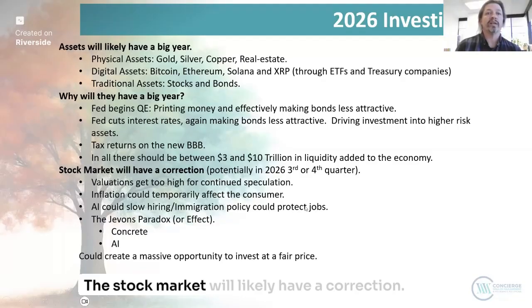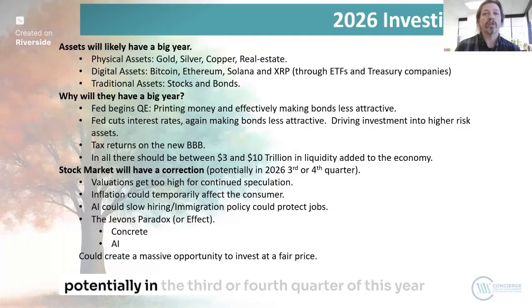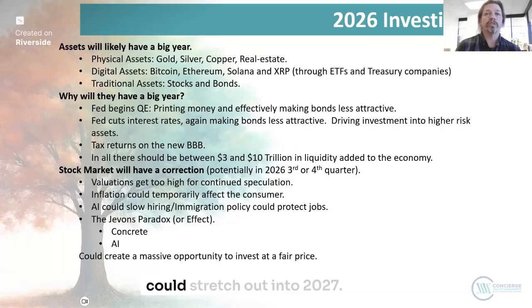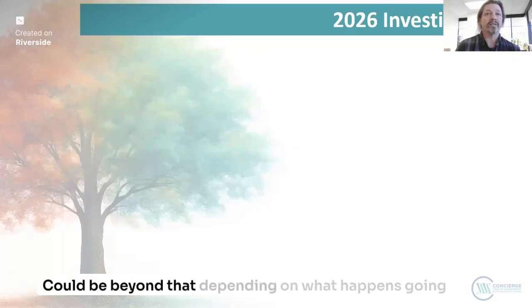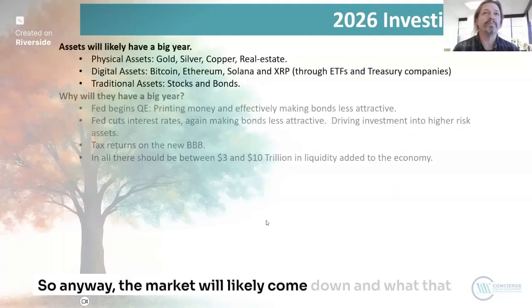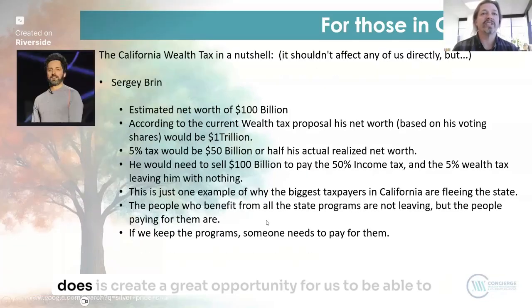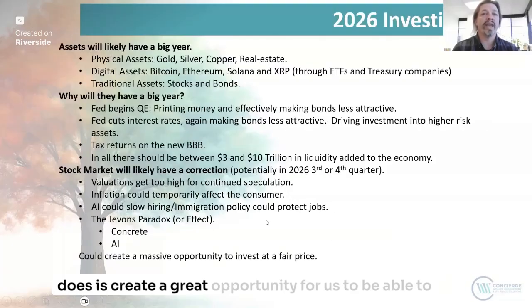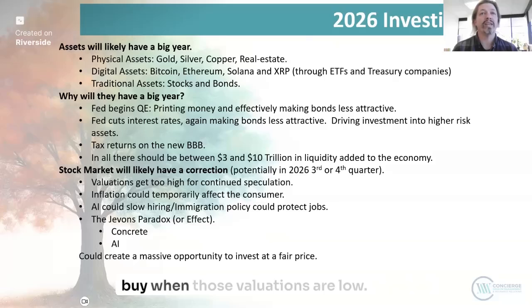The stock market will likely have a correction, potentially in the third or fourth quarter of this year. It could stretch out into 2027, could be beyond that, depending on what happens going forward. So anyway, the market will likely come down. And what that does is create a great opportunity for us to be able to buy when those valuations are low. That's when Warren Buffett buys.